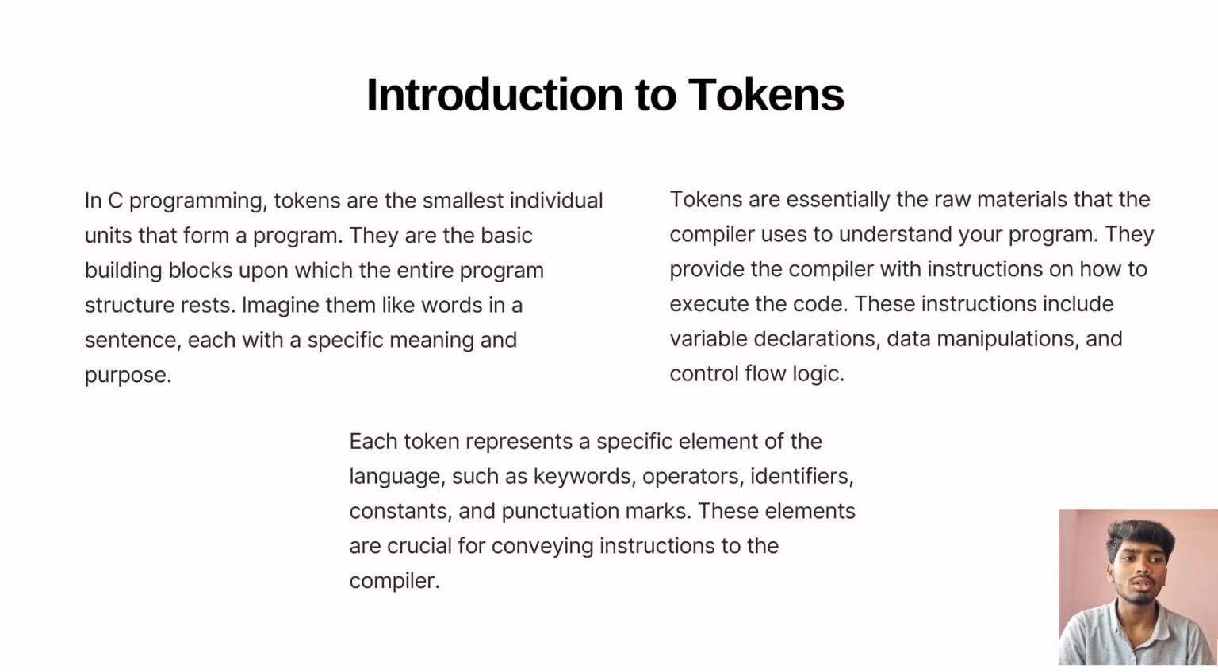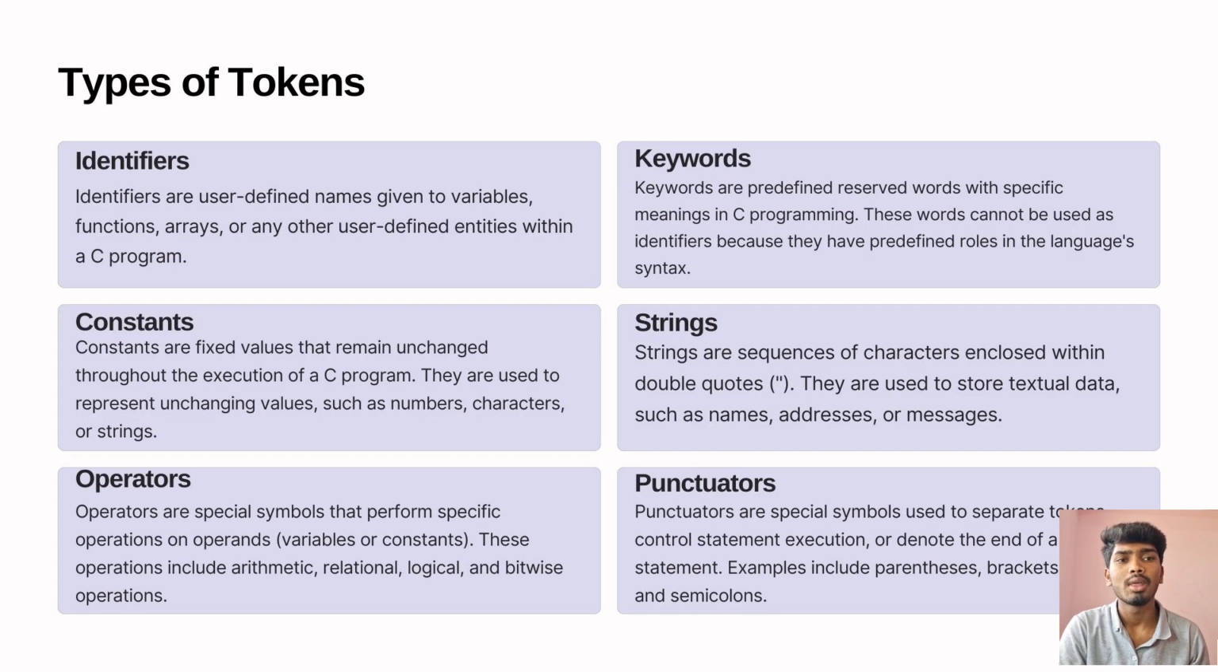These instructions include variable declarations, data manipulations, and control flow logic. Each token represents a specific element of the language, such as keywords, operators, and identifiers, which are crucial for conveying instructions to the compiler. Types of tokens.